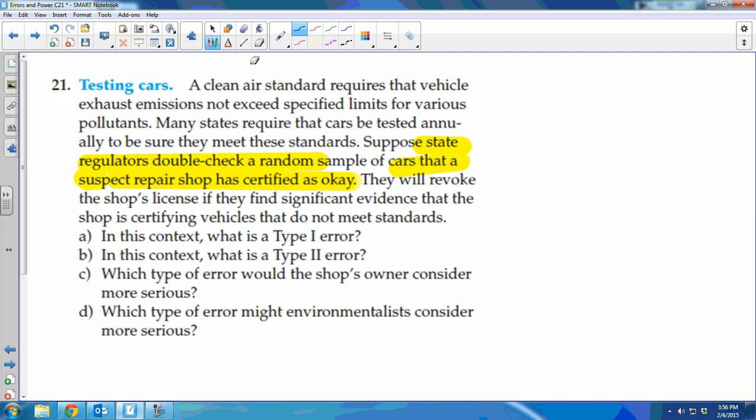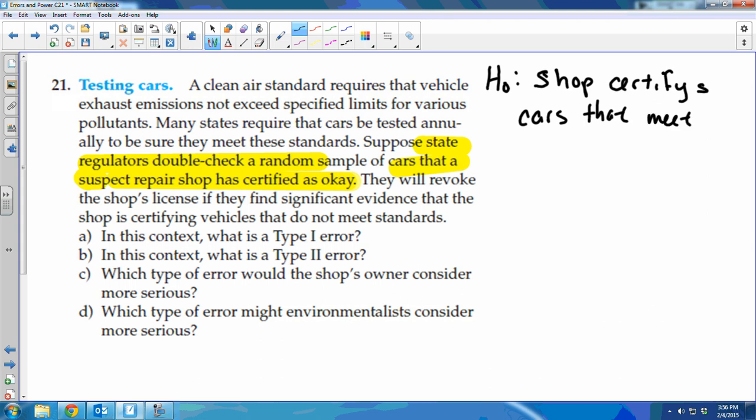So our null hypothesis is going to be that the shop certifies cars that meet the standards. They do what they're supposed to.